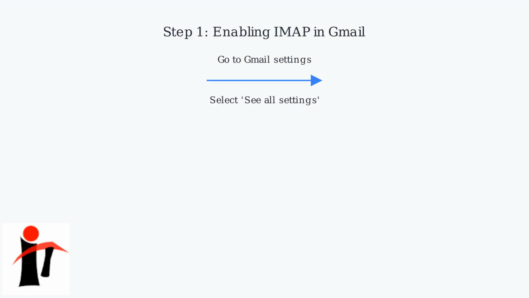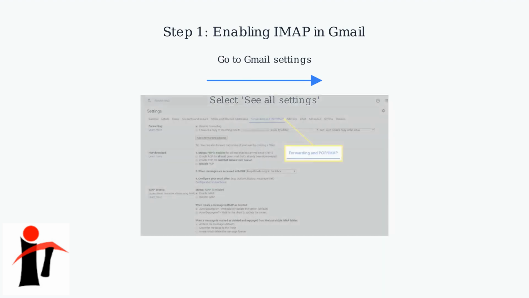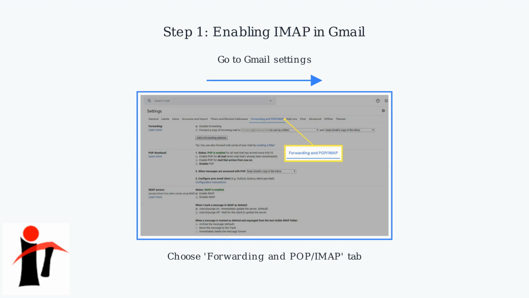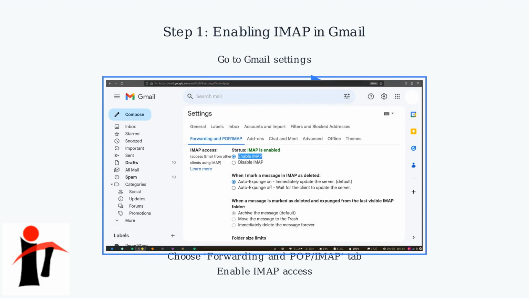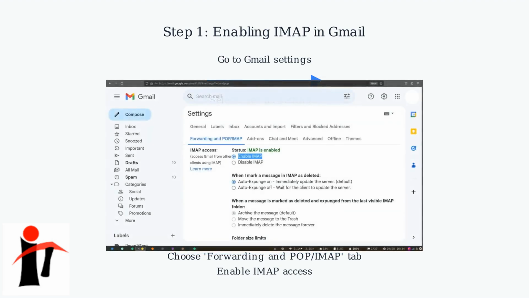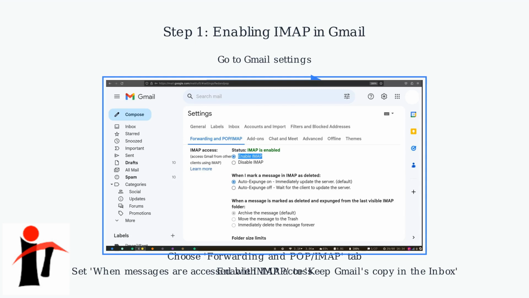Go to Gmail and select See All Settings. Then choose the Forwarding and POP/IMAP tab to access IMAP settings. On the IMAP settings page, make sure IMAP access is enabled. Finally, set the option when messages are accessed with IMAP to keep Gmail's copy in the inbox. This ensures Apollo.io can access your emails, but they stay safe and secure in your Gmail account.